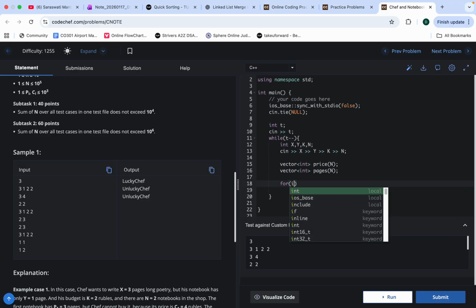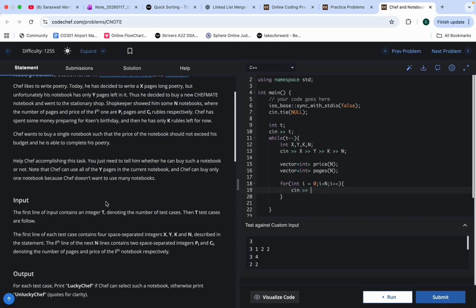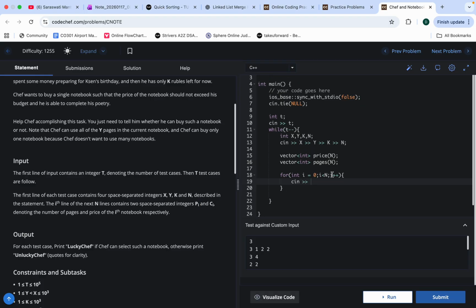So for int i equals 0, i less than n, i plus plus, you have to take cin. The first one is for the pages, or is it for the price, but let's just see. First one is for the pages, so I have to write it in pages, and the other one I have to take in price.